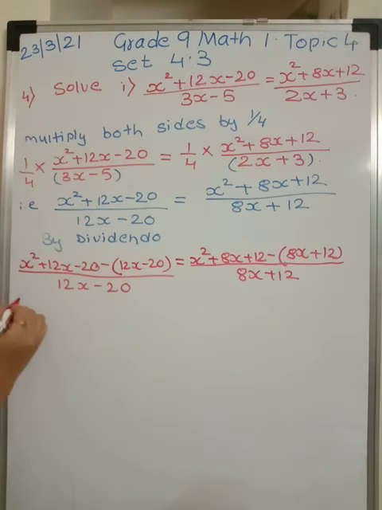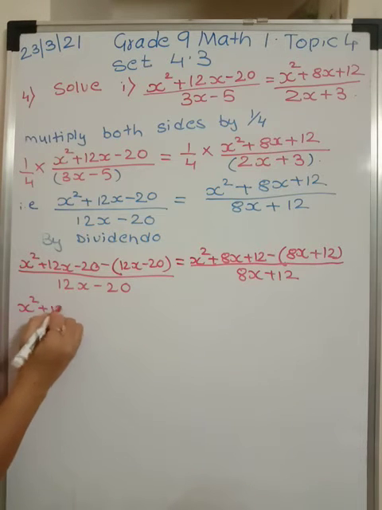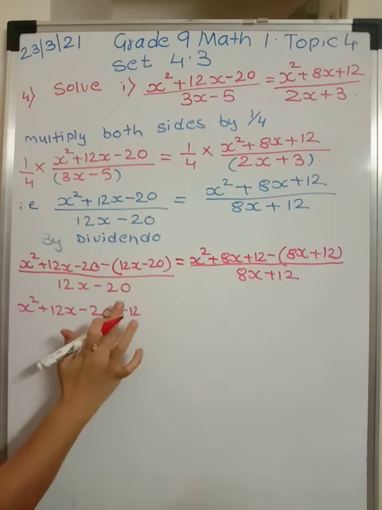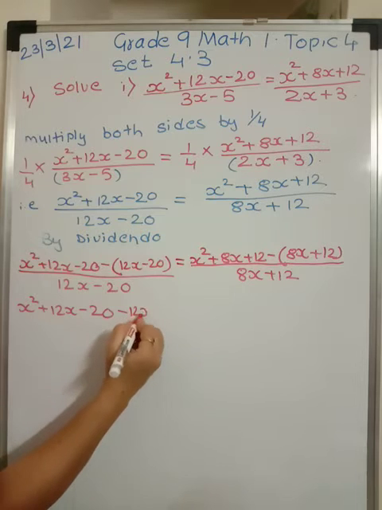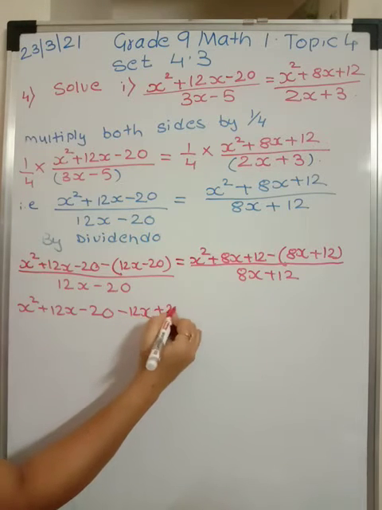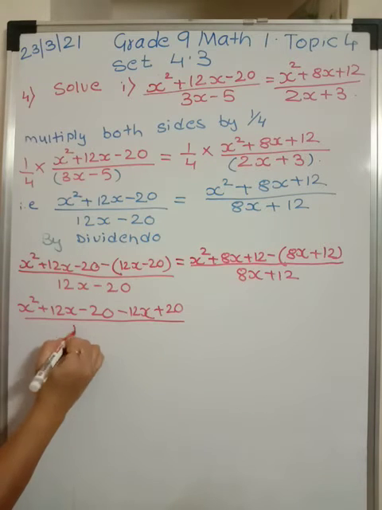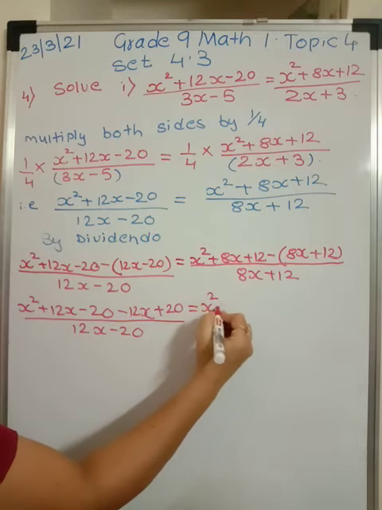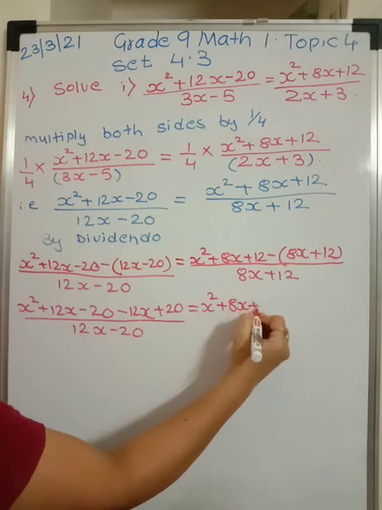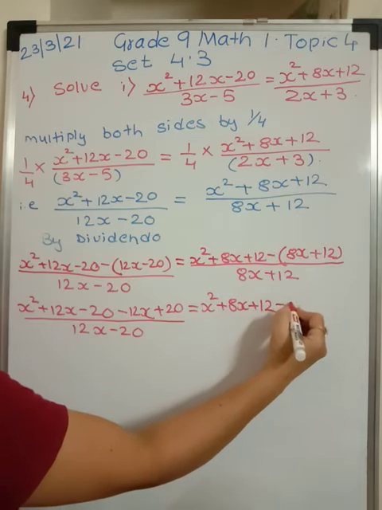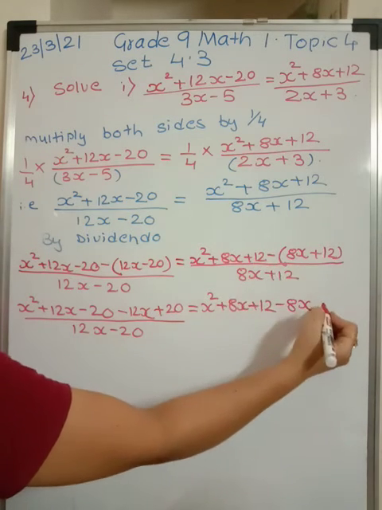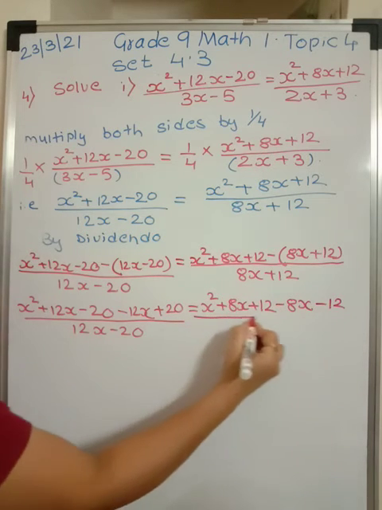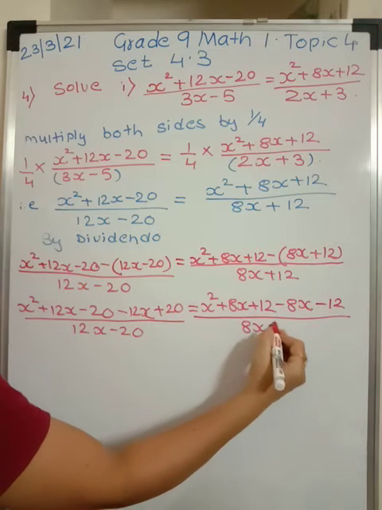Now let me open the bracket, see what I am getting. x² + 12x - 20, minus into plus is minus, sorry, minus into plus is minus 12x. Minus into minus is plus 20, upon 12x - 20. This side what am I going to get? x² + 8x + 12, minus into plus, minus 8x. Minus into plus, I will have again minus 12, the whole upon 8x + 12.